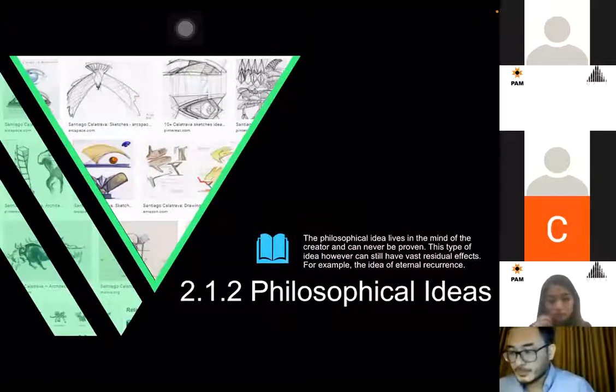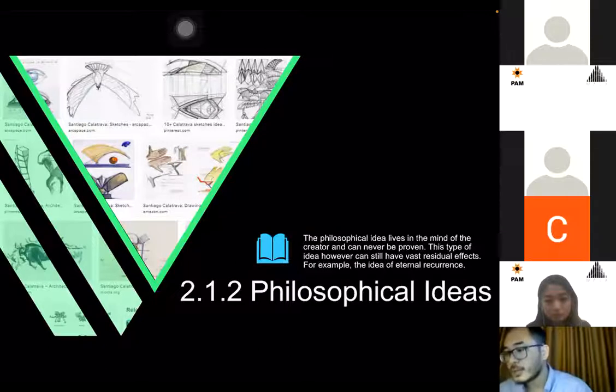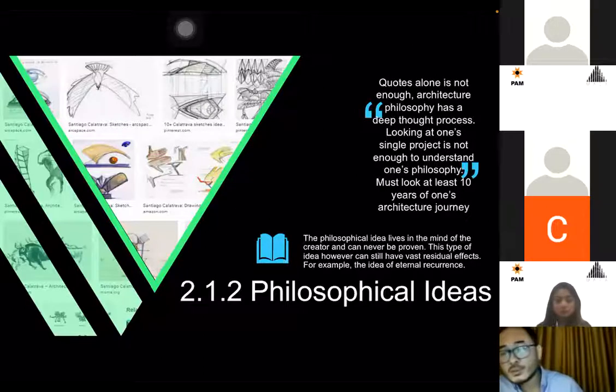Okay, so number two, philosophical ideas. A philosophical idea lives in the mind of the creator and can never be proven. This type of idea, however, can still have vast residual effects. For example, the idea of eternal recurrence. Some students take quotes from architects and make them into philosophical ideas. Actually, quotes by architects are not enough, because architecture philosophy has a deep thought process. Looking at a single project is also not enough to understand one's philosophy. You must at least look at maybe 10 years of an architect's journey to understand how the philosophy works.